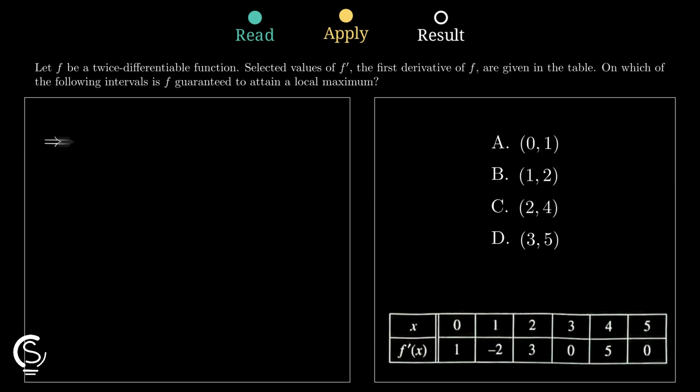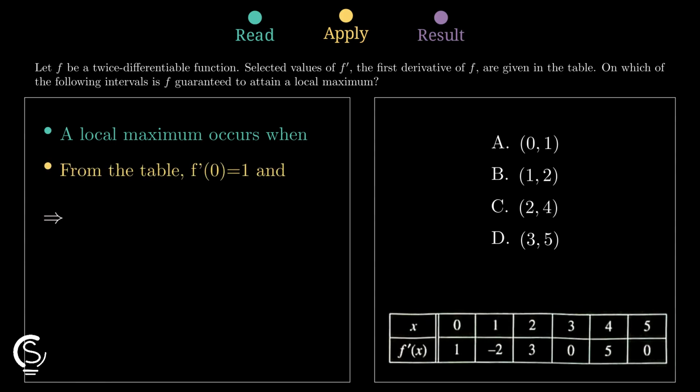Looking at our table, we see that the derivative is positive 1 at 0 and negative 1 at 1. This means the function must cross 0 somewhere inside that specific interval. Since the derivative is continuous, it must hit 0 and change signs. This guarantees a local maximum exists. Option A is the final winner.